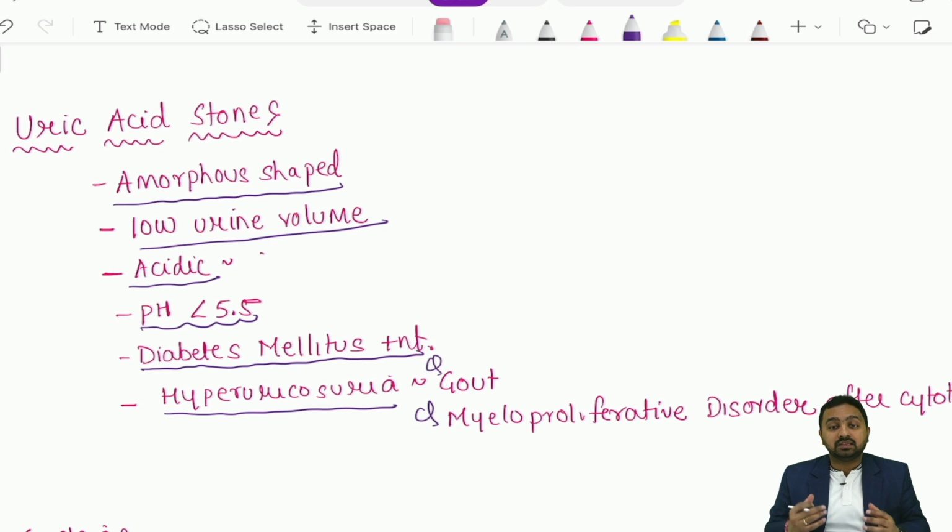So, what would be the type of renal stone? It would be a uric acid stone, or you can also have a clinical scenario where they frame it with the condition of gout. So, uric acid stones in hyperuricosuria, which is gout and myeloproliferative disorders after cytotoxic therapy.